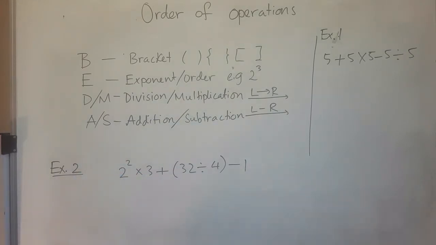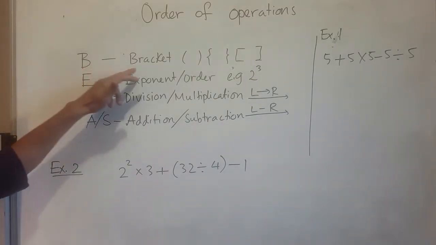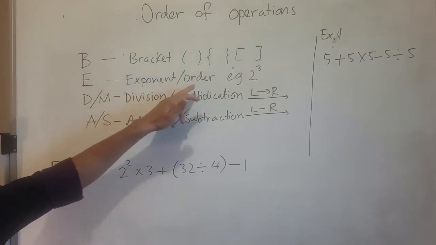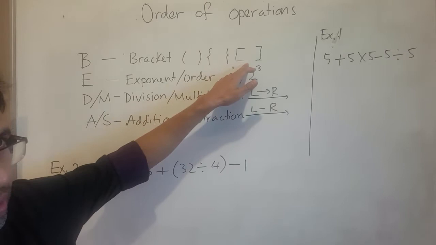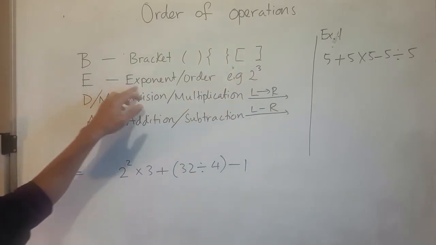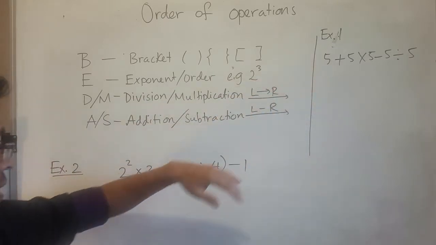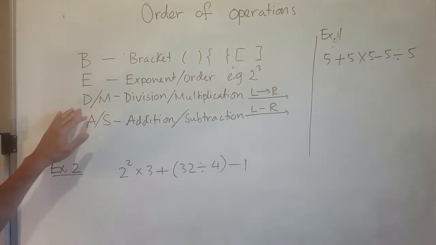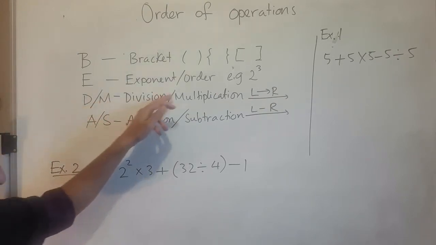In these sorts of operations, we need to follow a rule which we term B for bracket, E for exponent or order. Bracket could be the first bracket, curly bracket or square bracket. Exponent, or order, or power, like 2 to the power 3, 5 to the power 7, whatever. Thirdly, we have to do the division or multiplication. You can do any one of these depending on their position.